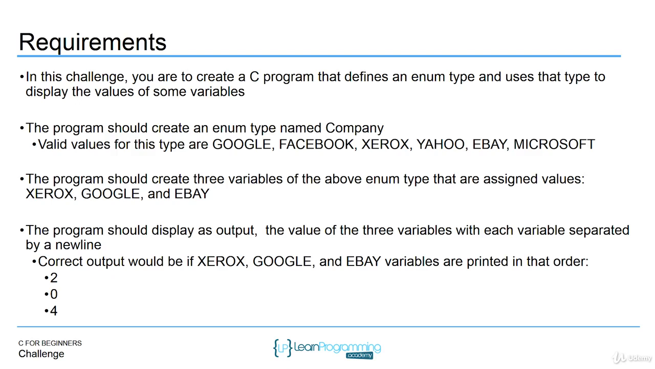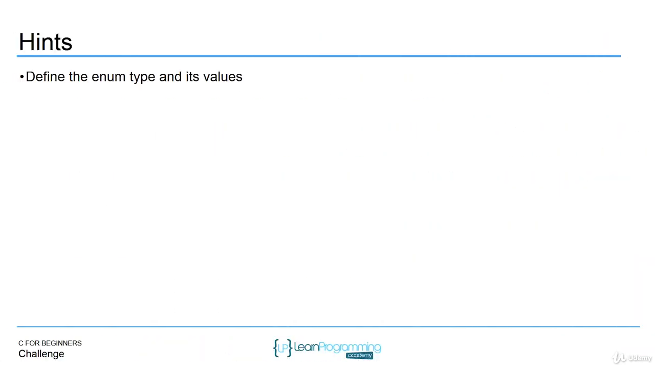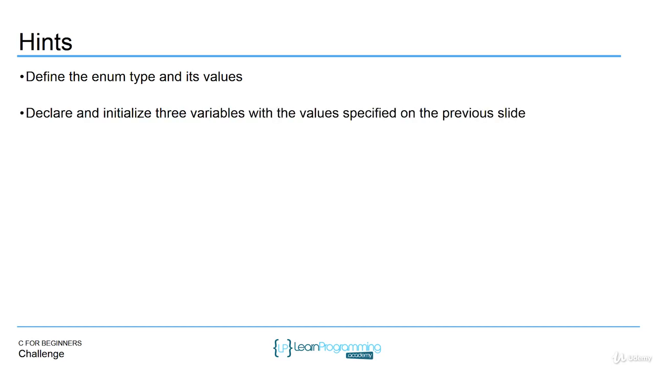Those are the requirements. That's what I want you to try to accomplish. So some hints. You're going to have to first define that enum type and its values. So what you're going to need to do is use that enum keyword. You're going to need to use the brackets, right? The squiggly brackets for the valid values. You're going to have to declare and initialize three variables. The way that you declare an enum type is just use the enum followed by the name. And then you can assign values using the equals operator.